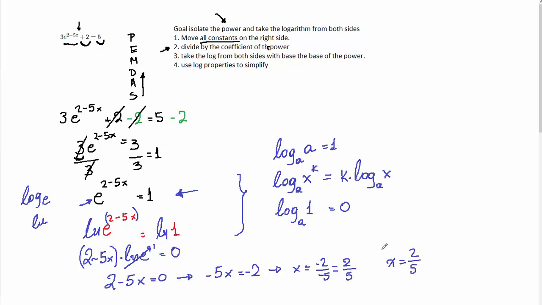And since all the equations that I have used up to here are equivalent, this means that x equals 2/5 is also going to be a solution for the equation that I started with, the initial equation that was an exponential equation.